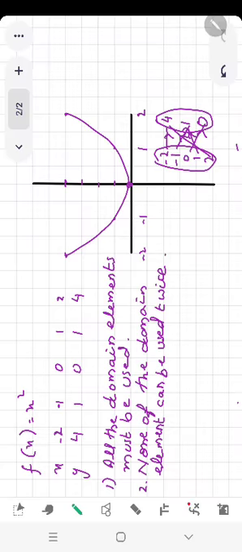For -1 we have 1, and for 1 also 1. So you can see that for -2 and 2 there is a range 4 for both the domain values, and for -1 and 1 again there is the same range as 1. Okay, so this is called many to one function. This is a function, but this is not a one to one function.